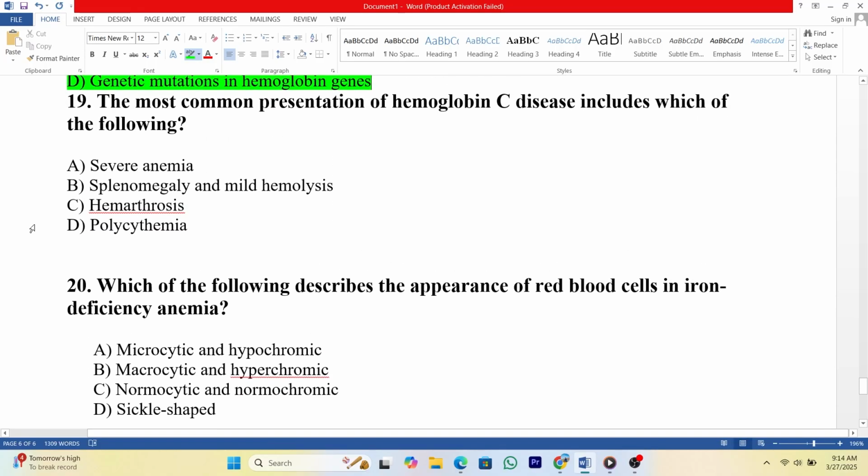19. The most common presentation of hemoglobin C disease includes which of the following? A. Severe anemia. B. Splenomegaly and mild hemolysis. C. Hemarthrosis. D. Polycythemia. Answer: B.